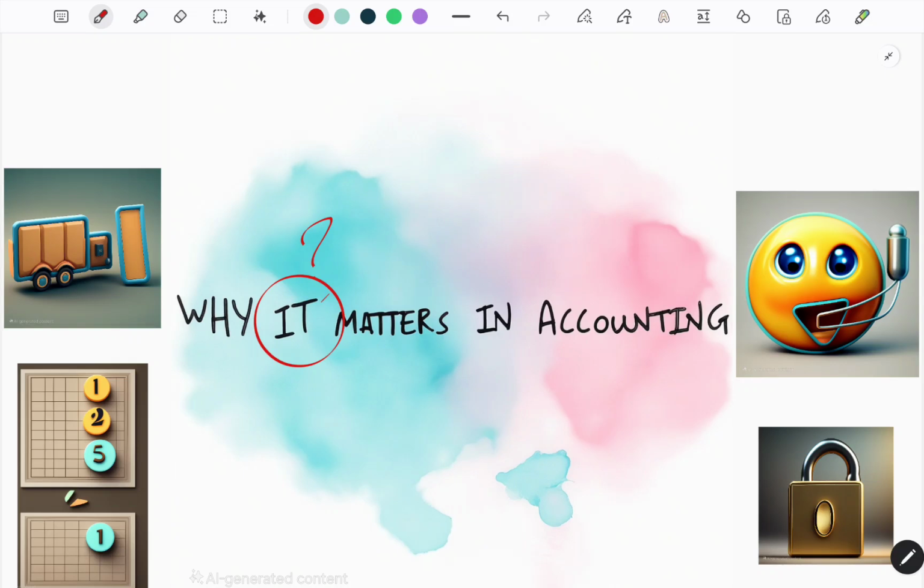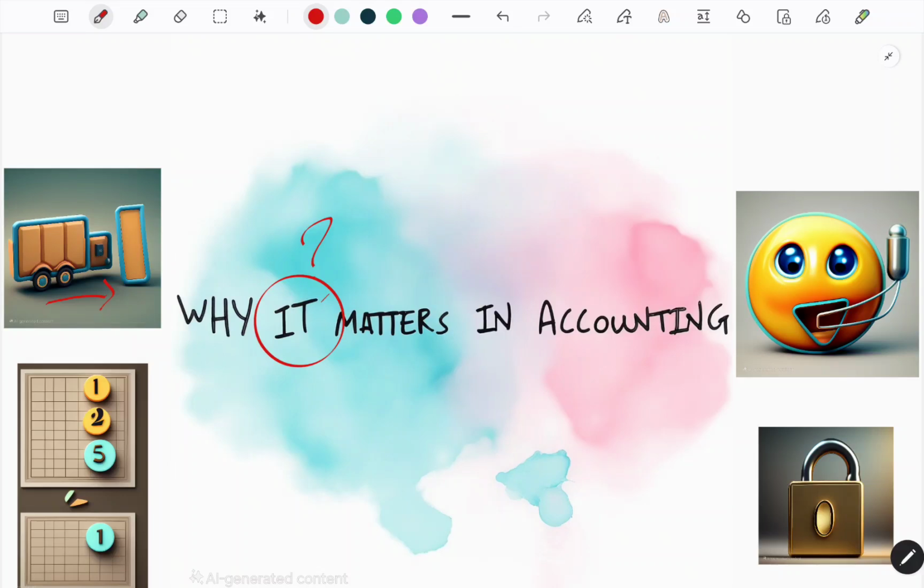Why it matters in accounting? You can think of a computer suddenly not compatible in your life. You're doing something and then it's not compatible. Why does it matter? First of all, if it's not compatible, you'll find this one.